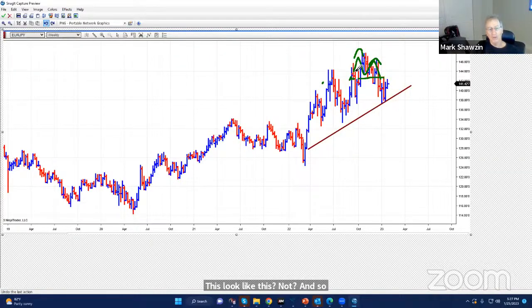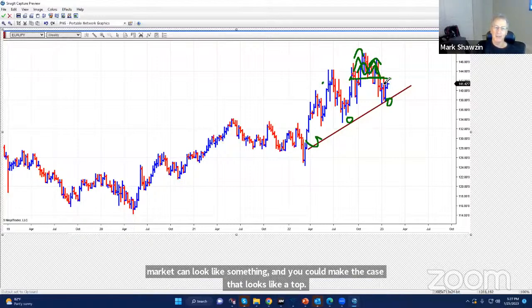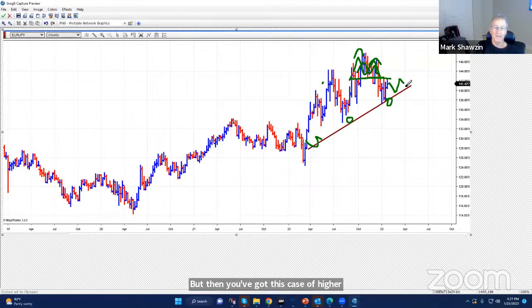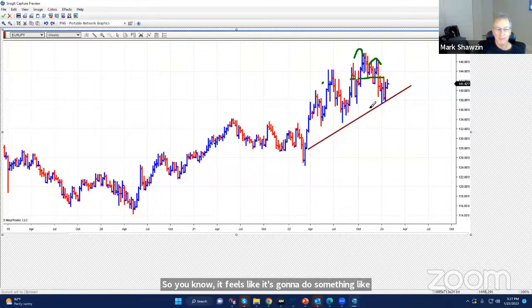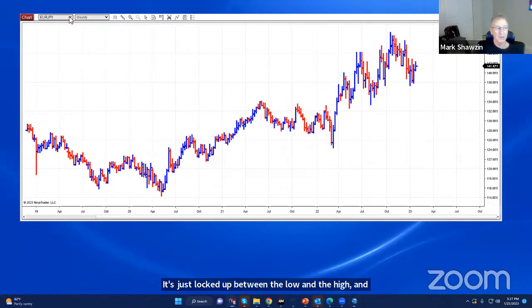The market can look like something, and you could make the case that it looks like a top, but then you've got this case of higher lows. So it feels like it's going to do something like that. But it's going to be messy for a while. It's just locked up between the low and the high, and it's going to take a good while to resolve this. So let it resolve itself and give you a good trade.